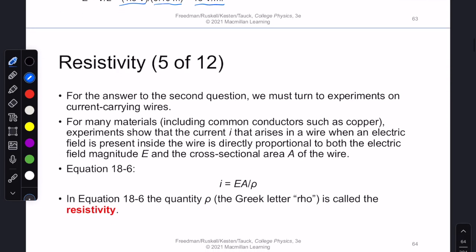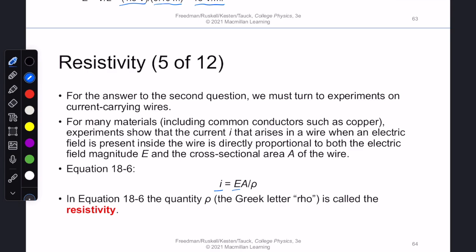So to look at the second relationship, we looked at how E and V related. The second relationship, we don't really have anything to go off of except for experimental results. And experiments have been done to show that this is the relationship between current and electric field. So we just kind of have to accept that. Here is the relationship between current and electric field.